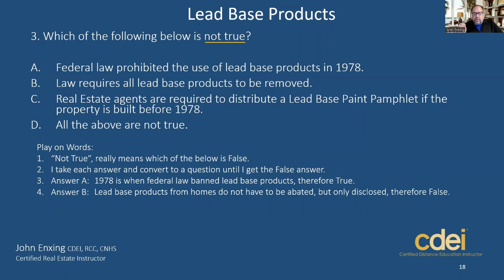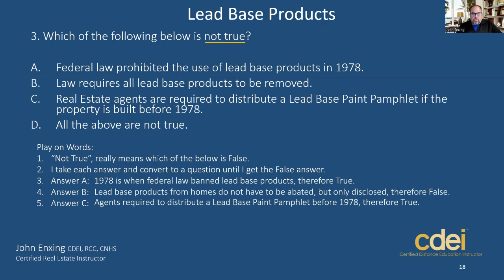So I'll go on to C. Real estate agents are required to distribute a lead-based pamphlet if the property is built before 1978. And we know that to be true. We discussed that in the very beginning. It was banned in 1978. So anything before that, you've got to disclose it and distribute to your buyers a lead-based pamphlet, or a brochure. You can get those off the EPA website.